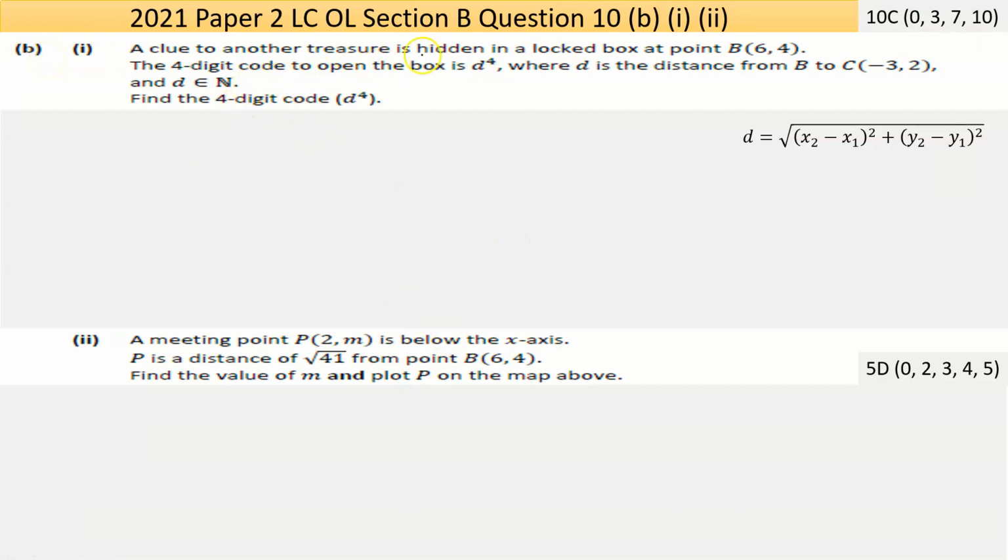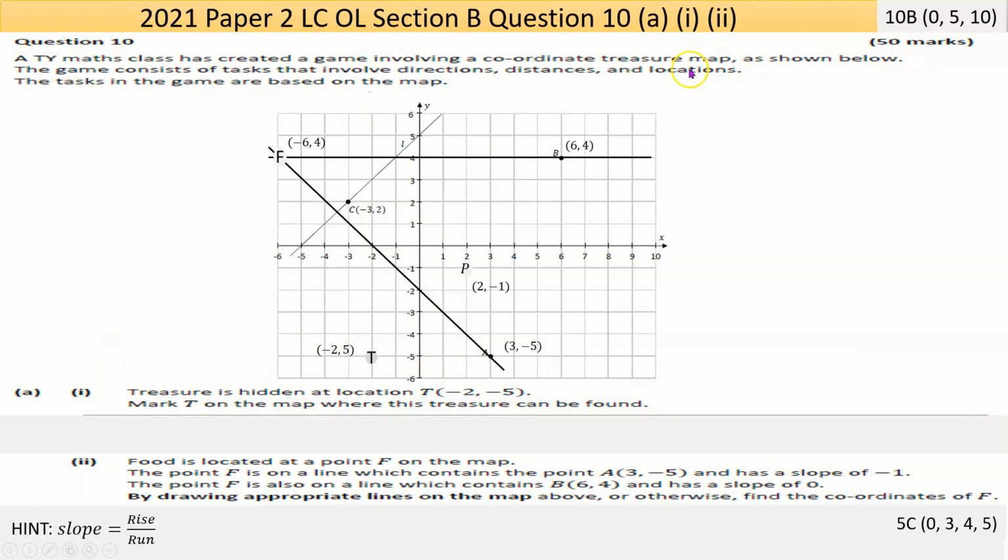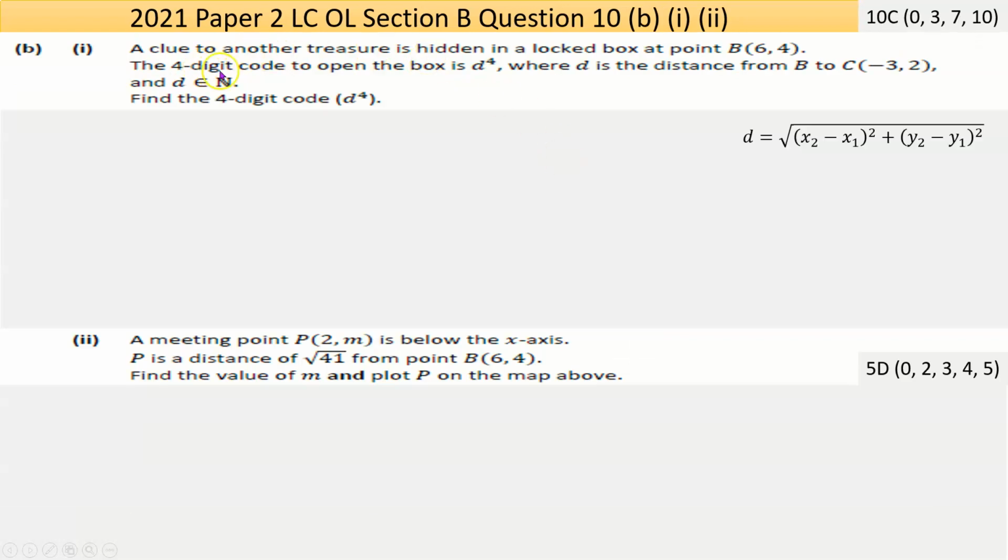A clue to another treasure is hidden in a locked box at a point (6, 4). Okay, let's go back here. Is that that? Okay, that's where the map is hidden. The 4-digit code to open the box is D to the power of 4. We put that there, so D to the power of 4. So if I know this D, I can work it out. The power of 4 is just multiplying the number by itself, by itself, by itself. And D is the distance from B to C.